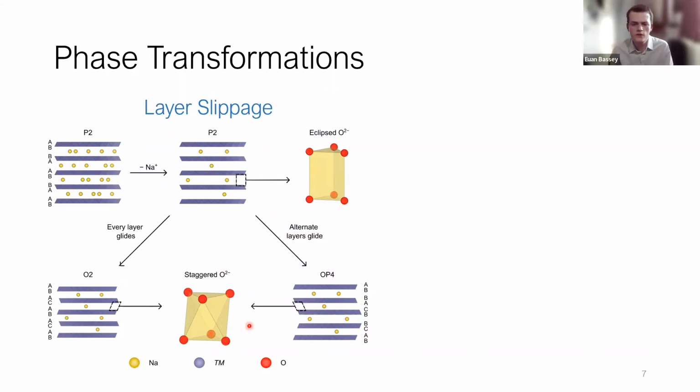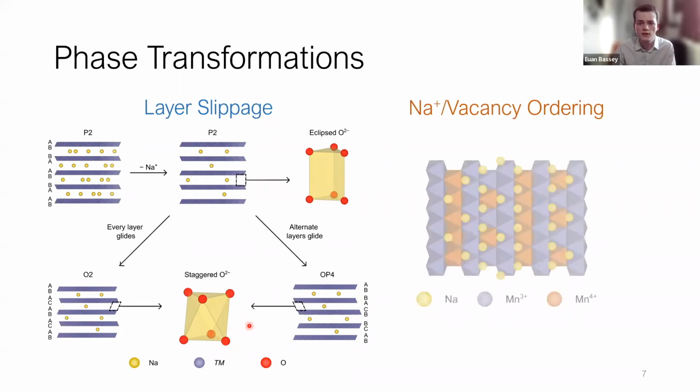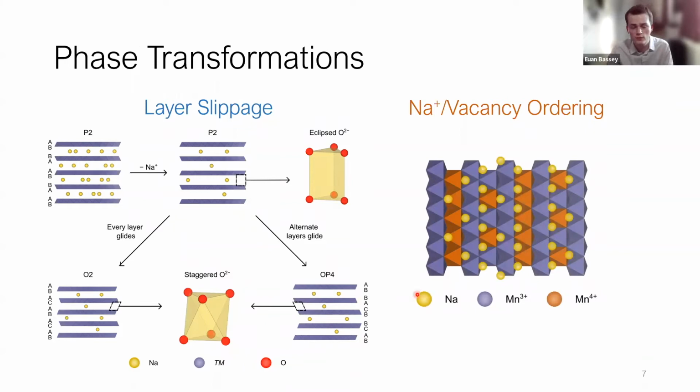The other type of transformation is subtly more nuanced, which is sodium vacancy ordering. And this essentially arises from typically charge ordering in the transition metal layer, or it's just a certain sodium content. And the sodium ions form these nice pretty patterns that we can all sort of gawp at.